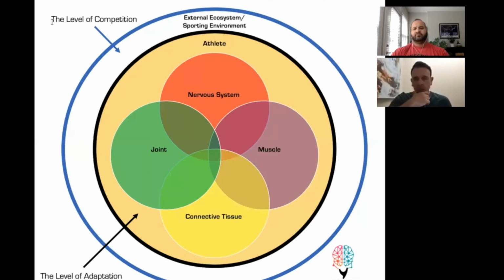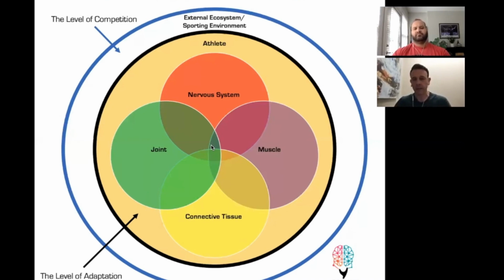Within that, displayed on the diagram by the outer black circle, which is the next ring in the nested organization, is what we call the level of adaptation. And within the level of adaptation, you have 4 other circles that are all interrelated, and this is the athlete. So this is the athlete that is nested internally. This is the internal ecosystem that is nested within the sporting environment. It is built up into 4 different things here: the nervous system, the muscle components of that athlete, the joint components of that athlete, as well as the connective tissue components of that athlete.